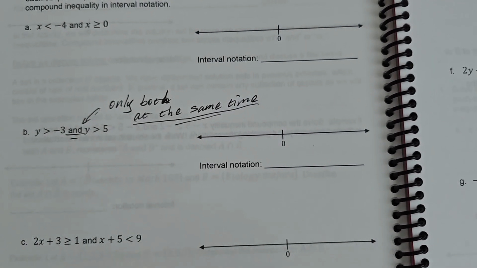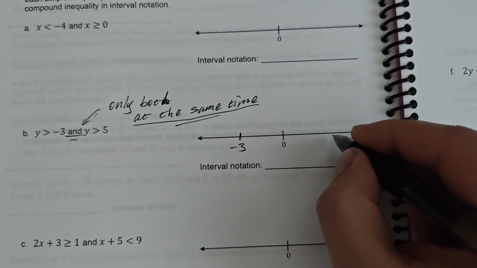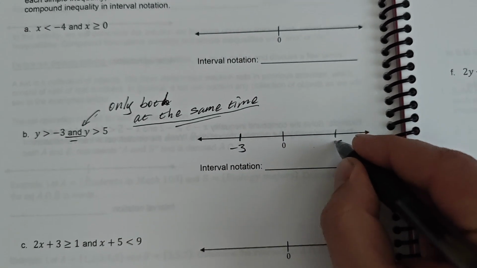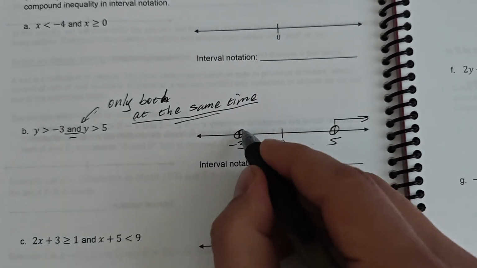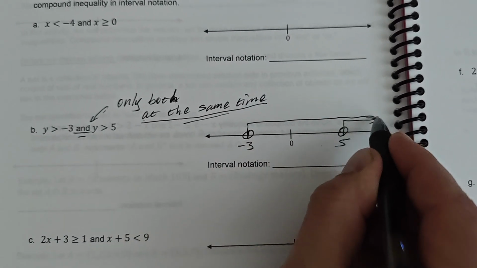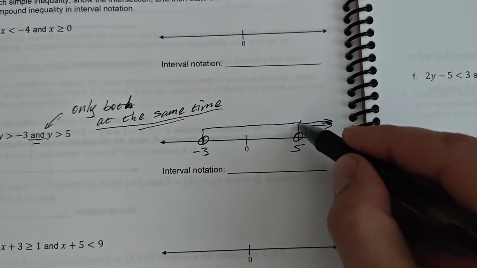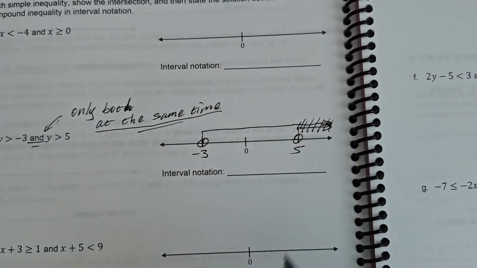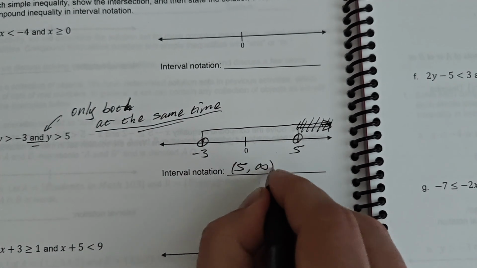So the first interval is y is greater than -3. Second interval is y is greater than 5. Neither are equal to. That's the second interval. This is the first interval. When it's talking about one interval and the other, it's talking about only this overlap right there. It's going to be from 5 up to infinity that they overlap.